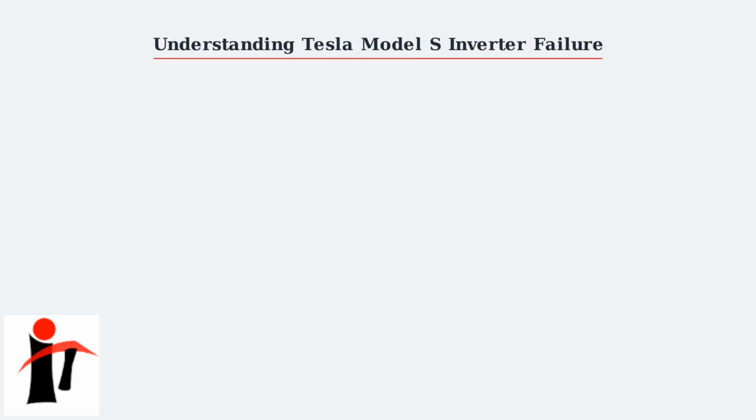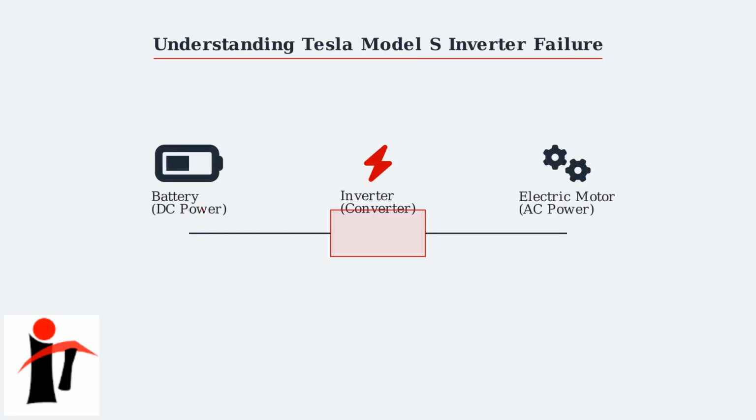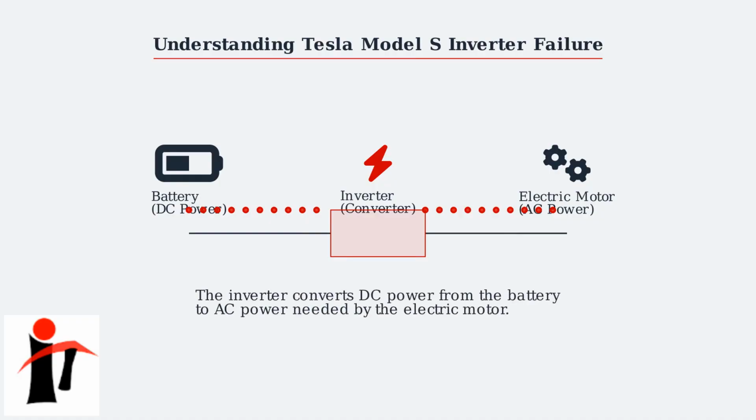The inverter in a Tesla Model S is a critical component that converts direct current electricity from the battery pack into alternating current needed to power the electric motor. This conversion is essential for vehicle propulsion.